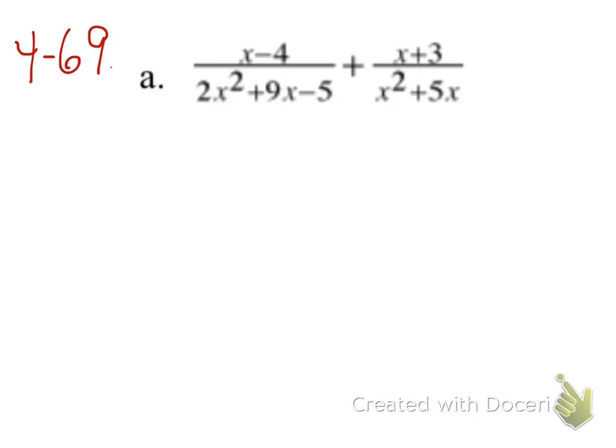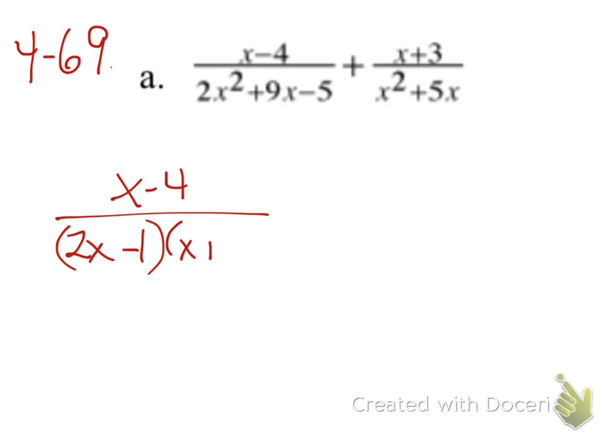So the first denominator, 2x squared plus 9x minus 5. I have that in my numerator. My denominator then is going to end up being 2x minus 1 times x plus 5. So you have to go through, make your generic rectangle, and factor that.